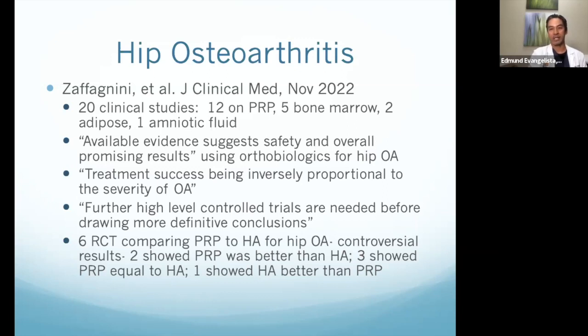So we need more studies, we need better studies. And here at our group, we're trying to collect that data by having patients do our outcome questionnaires, and we're trying to track the results.